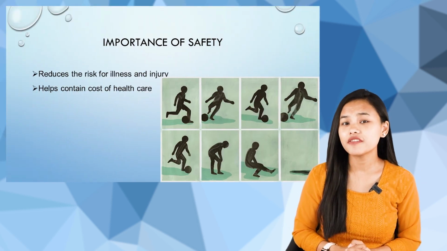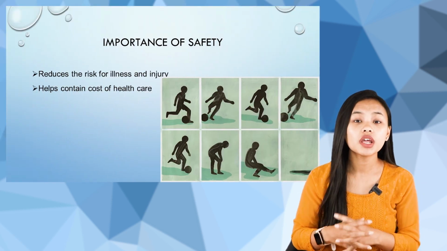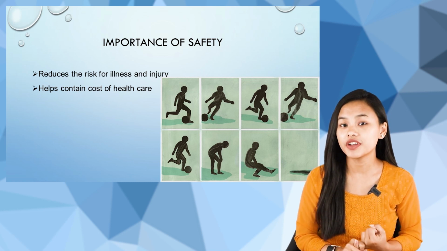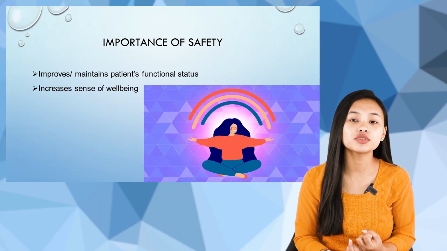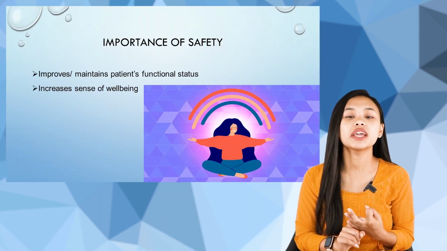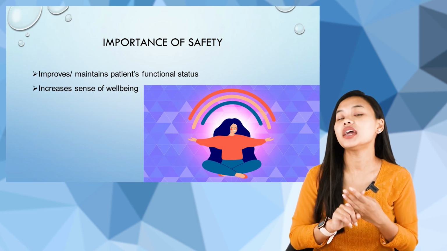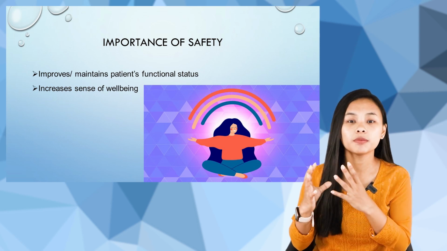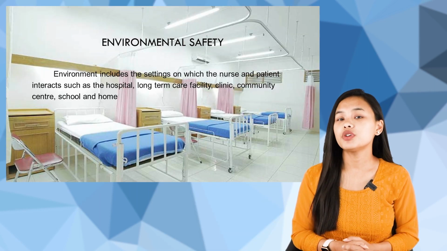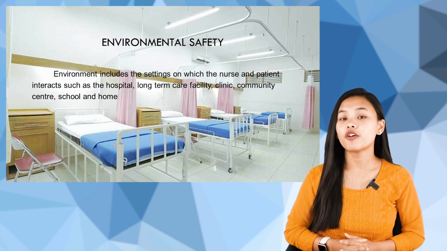So why is this safety important? It is important because it helps to reduce the risk of illness and injury. It also helps to contain the cost of healthcare, and it also helps to improve as well as maintain the patient's functional status. And the last importance is that it increases the sense of well-being. So I hope you have got a clear understanding of what we mean by safety, right? So why is it important that we must provide a safe environment for the client?